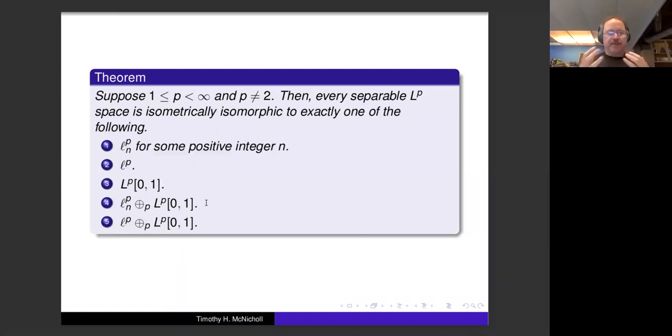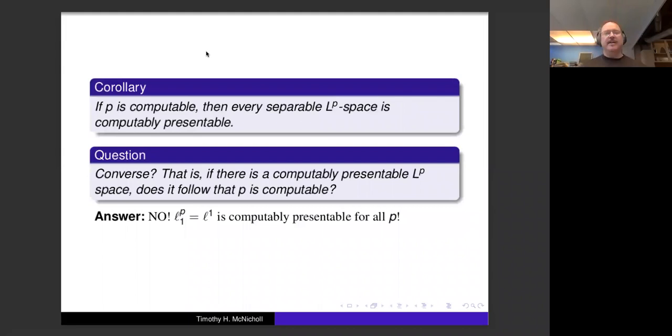So, yeah, when we defined L^p spaces, we had this big abstract definition. Once we get down to separable stuff, all that abstractness kind of goes away. There's just not too many of them. And a little corollary of all that is, of course, if p is a computable number that's at least one, then all your separable L^p spaces are automatically computably presentable. So we would like to know, does the converse hold? That is, if there's a computably presentable L^p space, does it follow that p is computable?